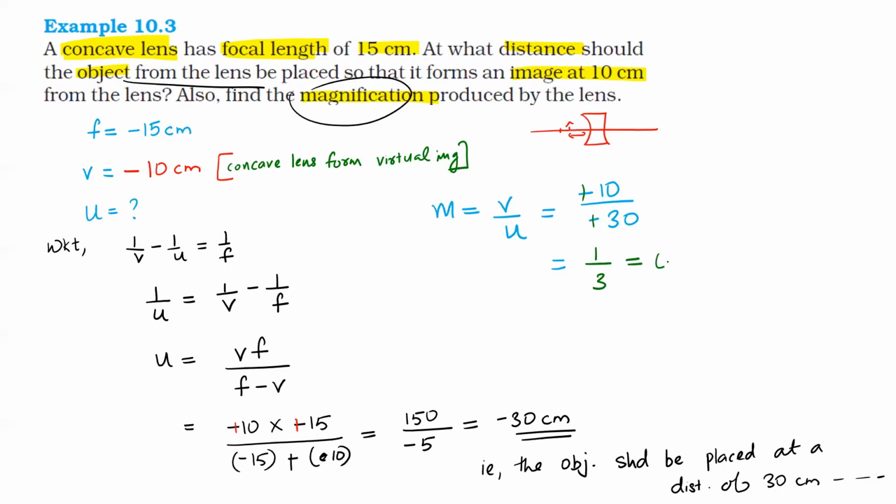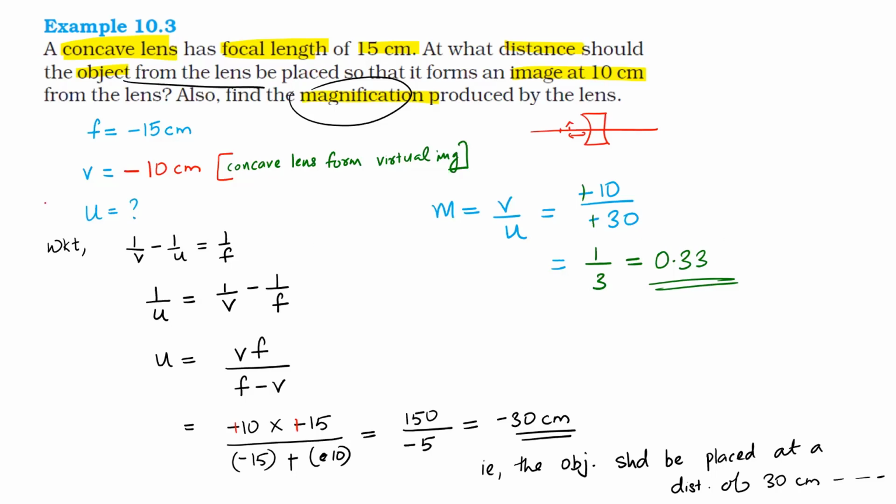0.33. And will magnification have any unit? Should I put centimeter there? No. Yeah, remember, magnification has no unit. Don't put centimeter here. The answer will turn out to be wrong. Magnification has no unit. So just put it as 0.33.